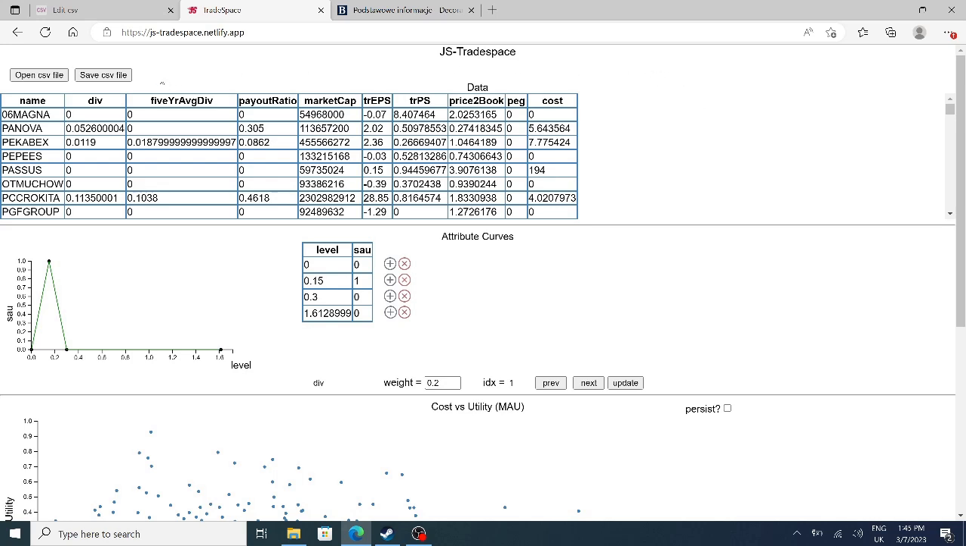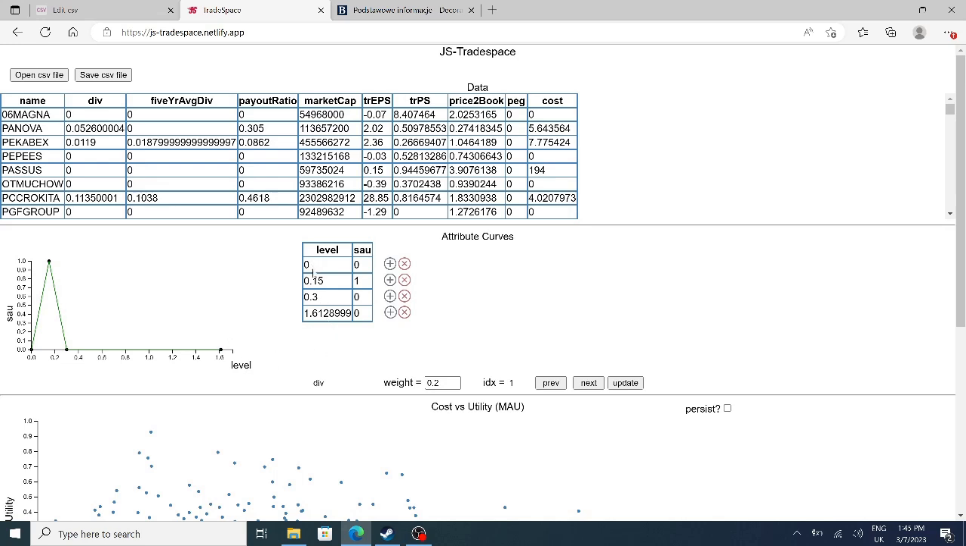So here we have the data, and the first parameter is the name. Then we have the dividend yield, 5-year average dividend yield, and payout ratio. And there are some others which we're not even going to use. Normally you would add a curve to each of them and add the weight. So the first one is the dividend yield.